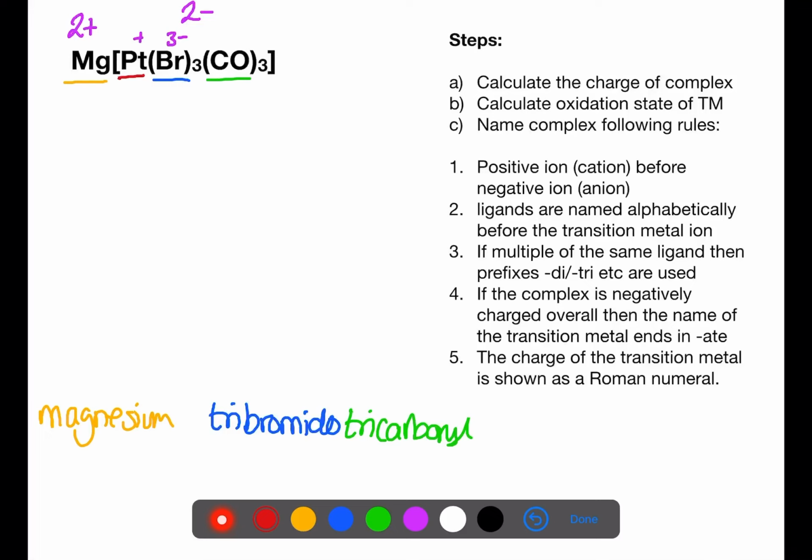We then have platinum. Overall, the square bracket part is negative, so we need to put ate on the end. So we have platinate, followed by the charge of the platinum, which is 1. Overall, this would be magnesium, tribromido, tricarbonyl, platinate 1.